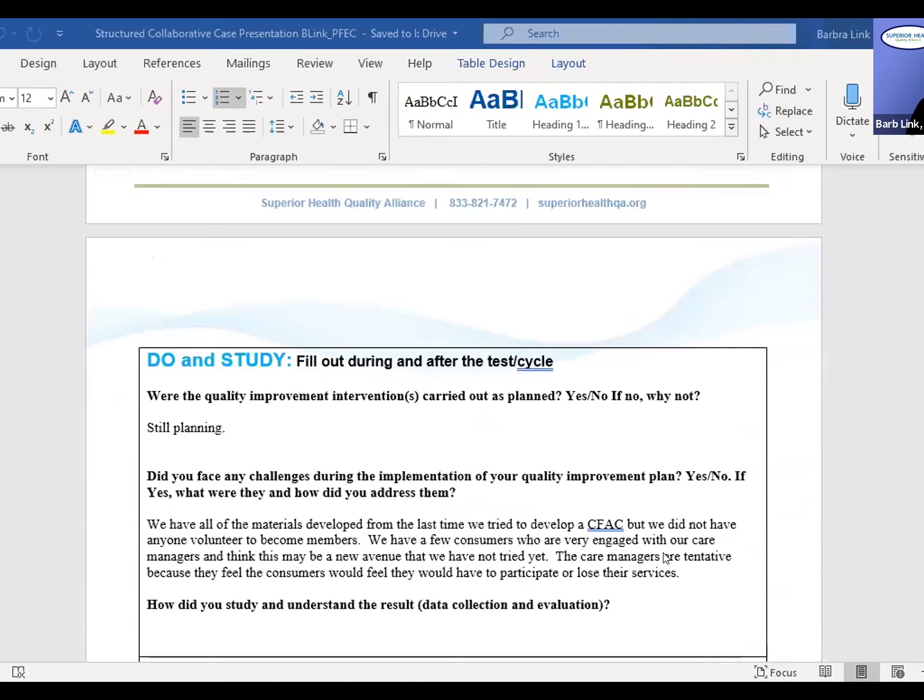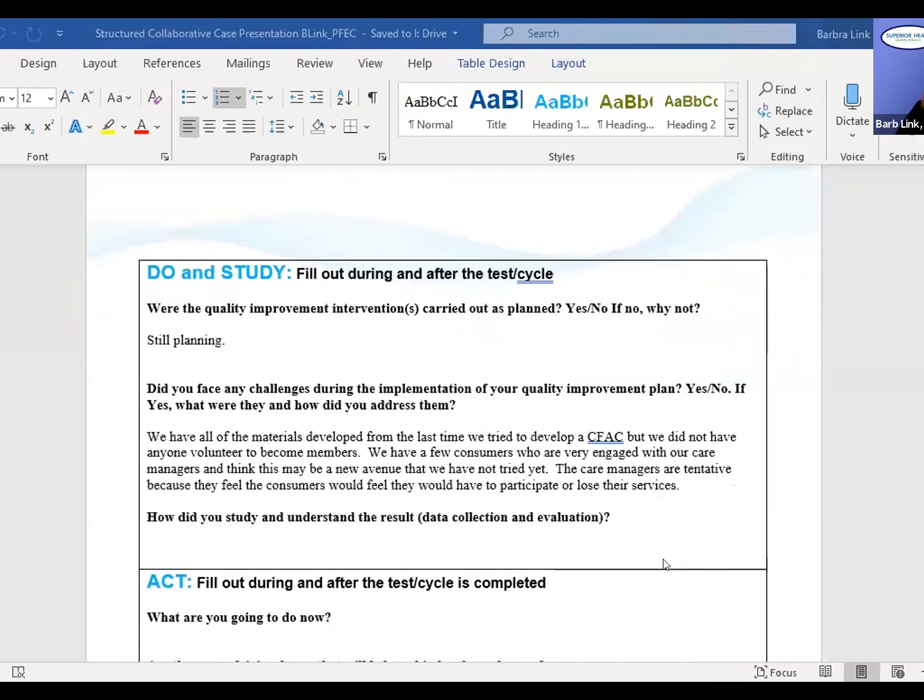Are things going as well as planned? We're still in the planning stages, so I'm not quite sure how to answer that question. But the issue is that some of the challenges we've had in the past: we have developed all the materials, like orientation information, interview, and job description. Yeah, like an interview guide for people to interview some of the people who are interested in becoming volunteers for the council. But we have all of that information.